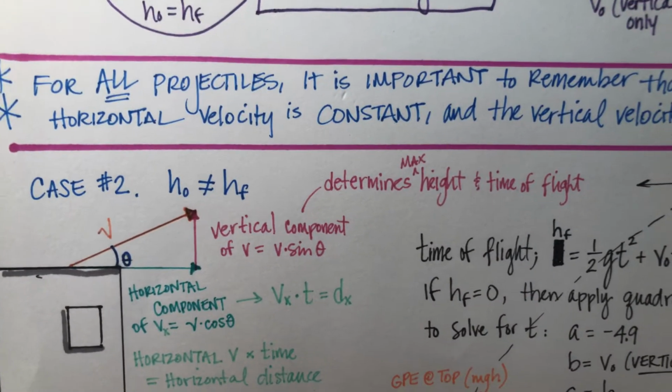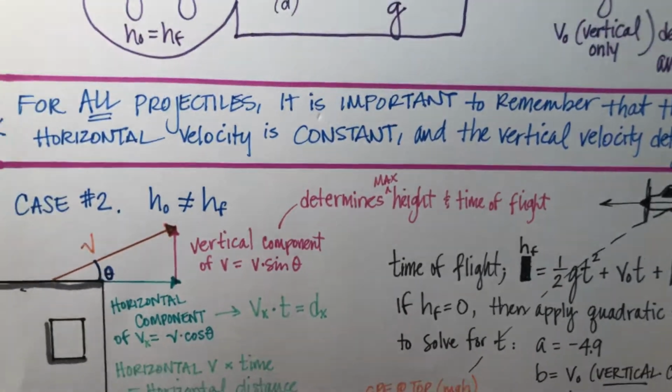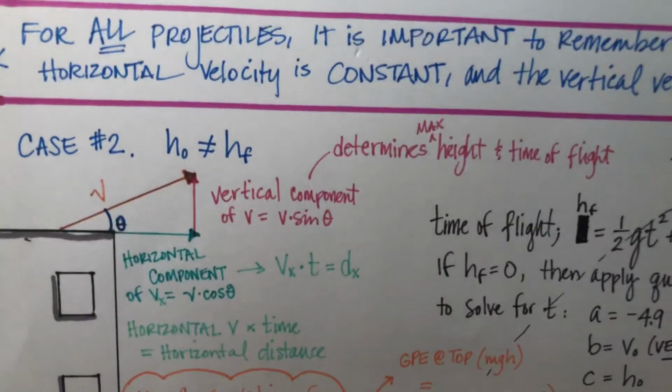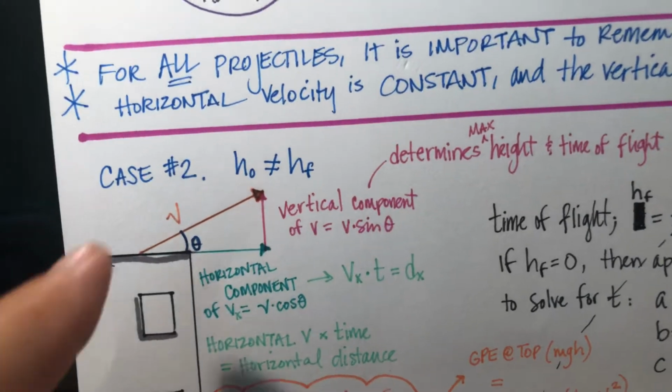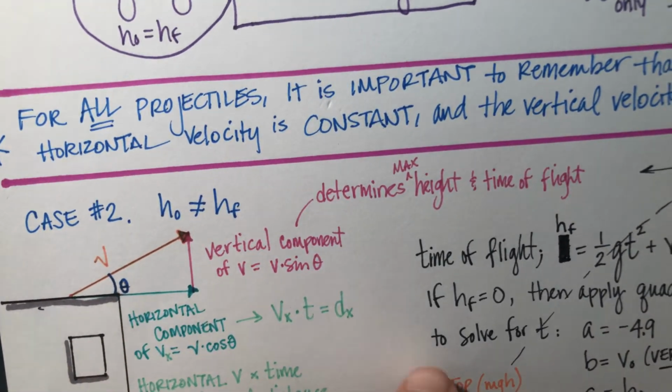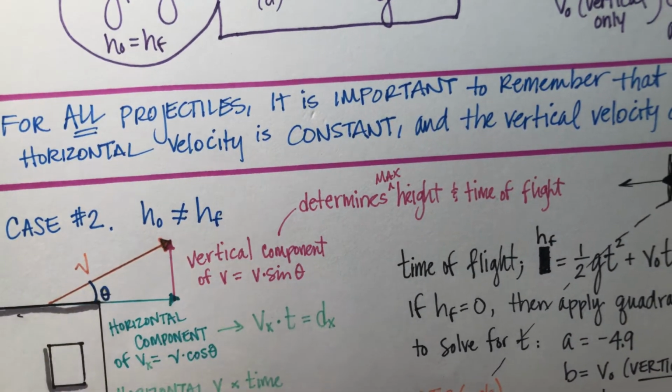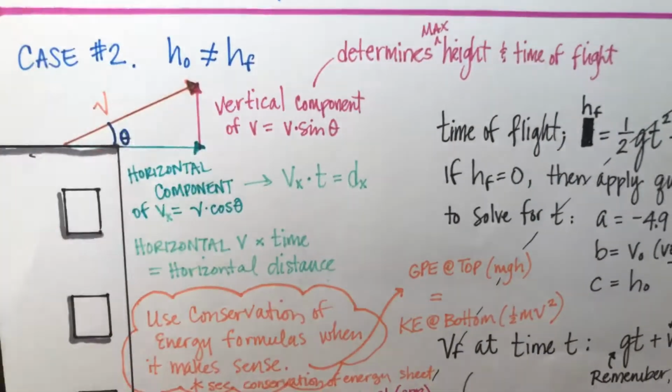Okay, so remembering that our horizontal velocity is constant. So whatever the horizontal velocity is here is equal to the horizontal velocity the whole time the projectile's in the air. So constant, constant, constant, steady, steady, steady, because nothing's changing.